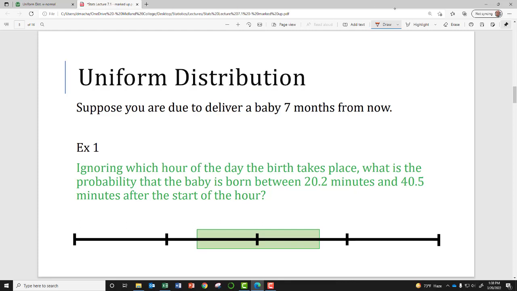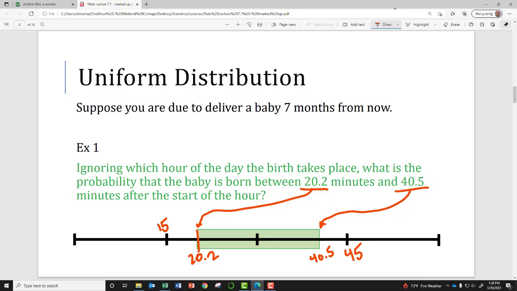So 20.2 represents this right here. This is approximately 15, so that makes this 20.2. And 40.5 is going to be this point right here because this is the 45-minute mark. So this is going to be 40.5. Well, since the probability is uniform everywhere across this 1 hour period, from 0 minutes to 60 minutes, the whole uniform probability would be equal across the interval.